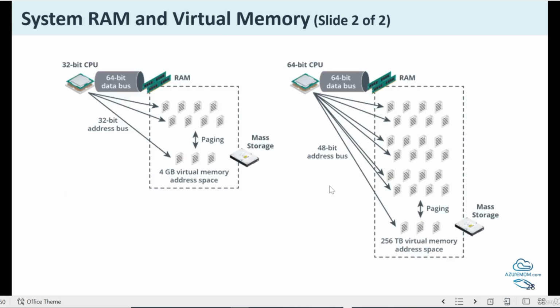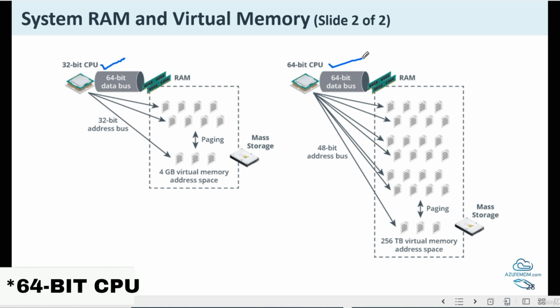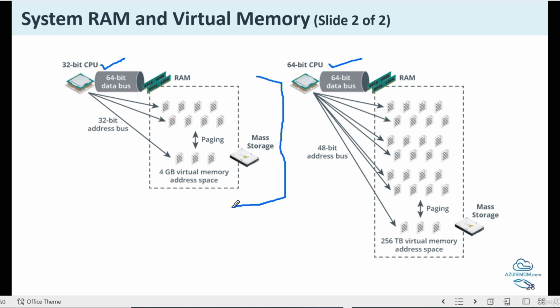Now, let's understand this diagram. The image compares 32-bit and 64-bit CPU architecture. It is the 32-bit, and this is the 64-bit CPU. It highlights key differences in memory handling. First, we will learn about the 32-bit CPU. It uses a 32-bit address bus, limiting RAM access to 4 GB of virtual memory.